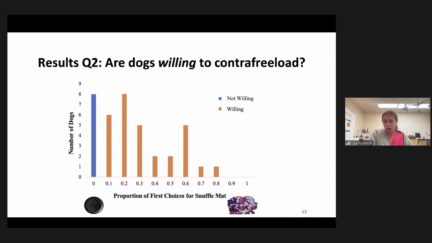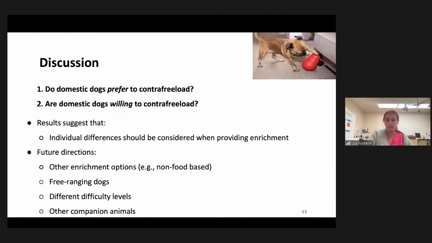But we did have 30 dogs who were willing, and that they went at least once to the snuffle mat first out of 10 trials. So to recap, we found that domestic dogs do not prefer to contra freeload, but we did find that they are willing, since most of our dogs did go to the snuffle mat first at least once.